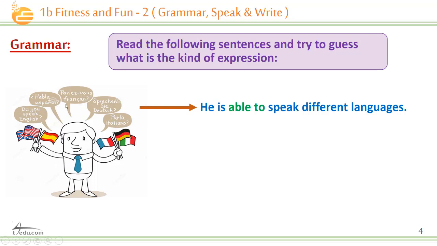You see this boy, how many languages does he speak? Here he speaks English, Spanish, French, Dutch, and Italian. So, how many languages does he speak? Yes, here we counted 5 different languages, so he is able to speak different languages. Look at the words able to. This is what we call a modal. Able to is a modal. So let's see another way of expressing this idea.